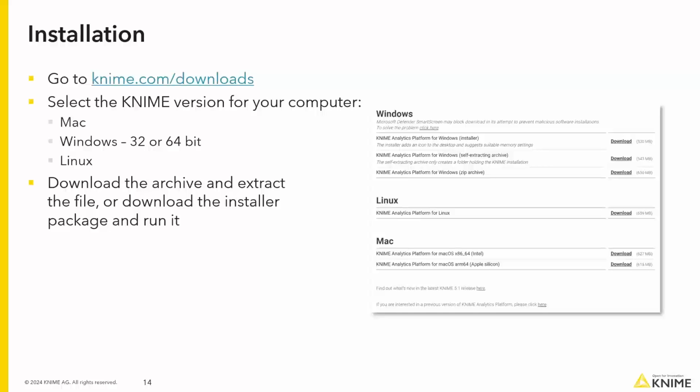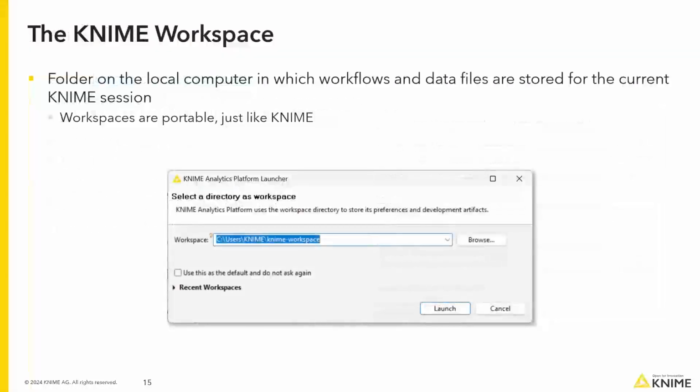So how do you actually install KNIME Analytics Platform? KNIME Analytics Platform is a desktop program that you can download from our website, just select the package that fits your machine, and then install it on your machine. Once you have installed it and want to open KNIME Analytics Platform and actually work in it, you will need to select a so-called KNIME Workspace. This is basically a folder on your local computer in which you will work in the current session that you open when you open KNIME.